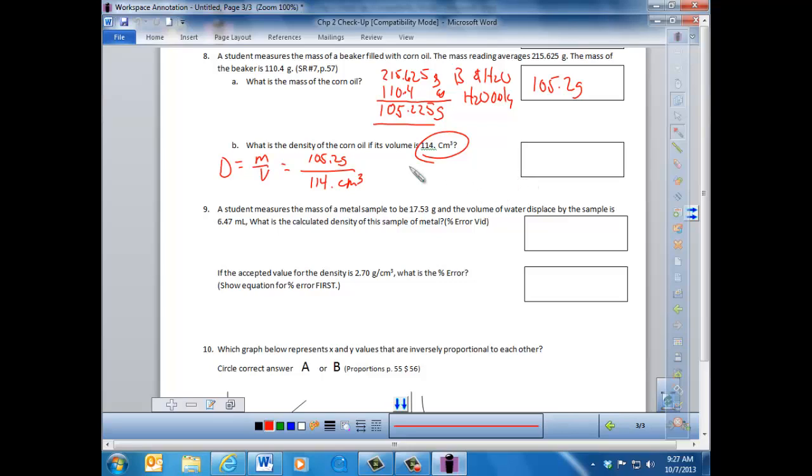And this comes out to 0.9228807, I believe is what I have, grams per cubic centimeter. Well, we can only go to 3 significant figures, so we're going to have to stop here at this thousandths, and this 8 is going to dictate that it go up, so it becomes 0.923 grams per cubic centimeter.